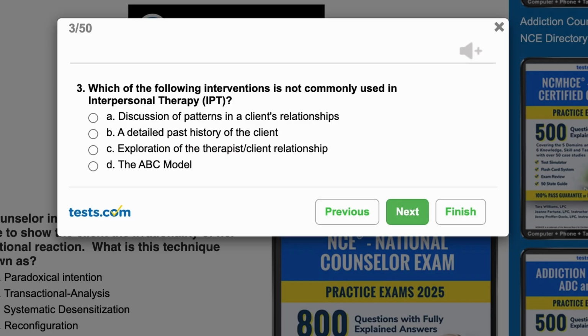Which of the following interventions is not commonly used in interpersonal therapy? A. Discussion of patterns in a client's relationship. B. A detailed past history of the client. C. Exploration of the therapist-client relationship. Or D. The ABC model.